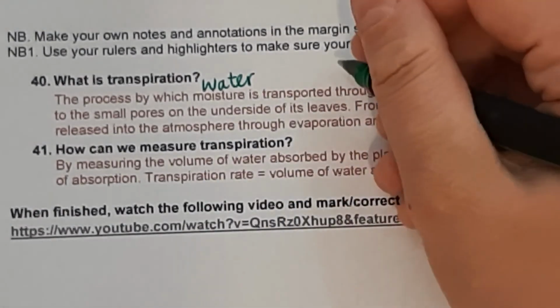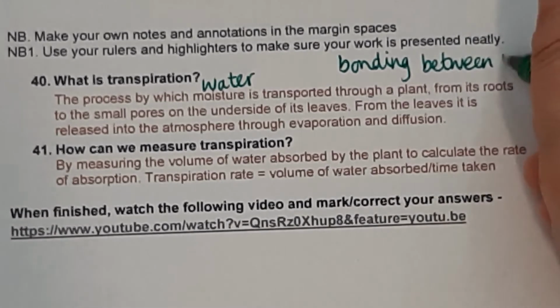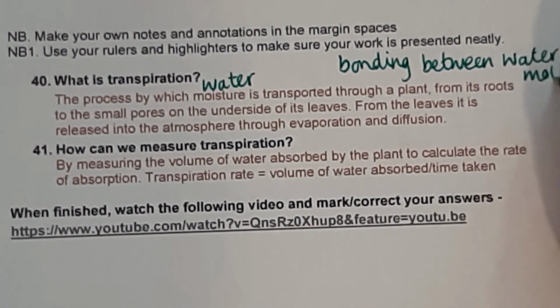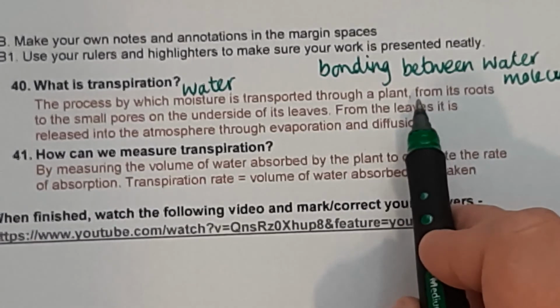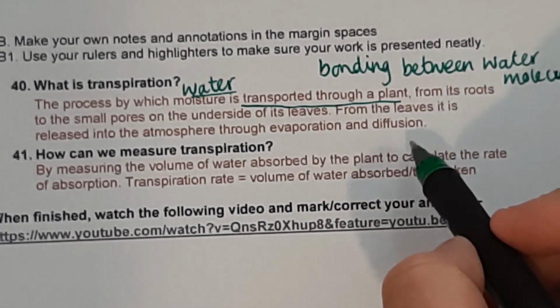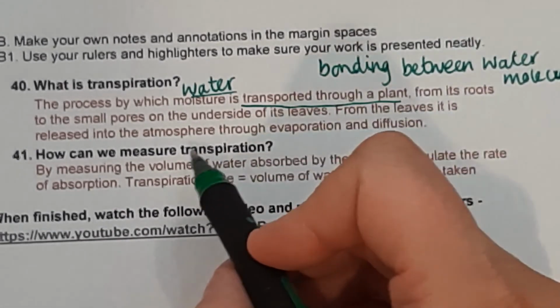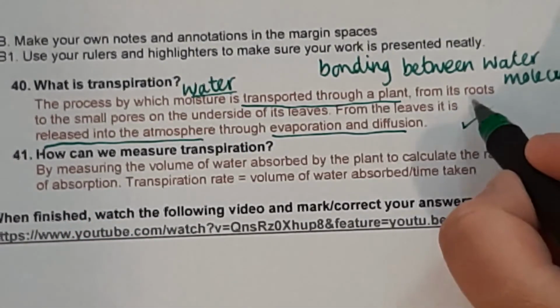You may have also talked about the bonding between water molecules. There's quite a lot to this answer. Okay, so this is going to be worth 2 marks. The first part of the mark is the idea that water is transported through the plant. The second part is that the water is released into the atmosphere by evaporation and diffusion. Okay, so 2 marks there.